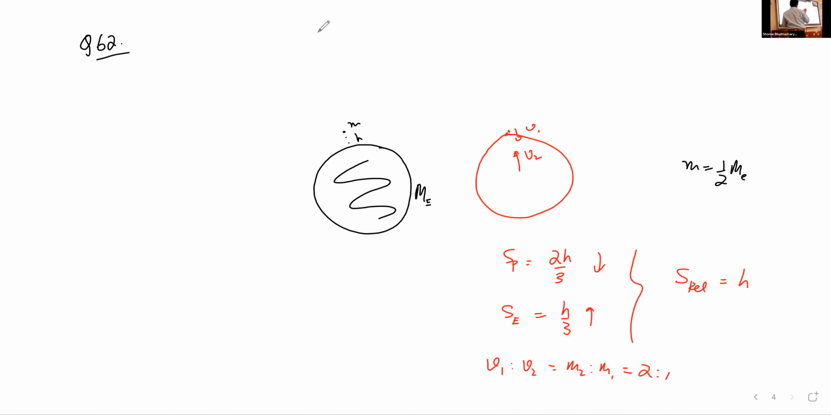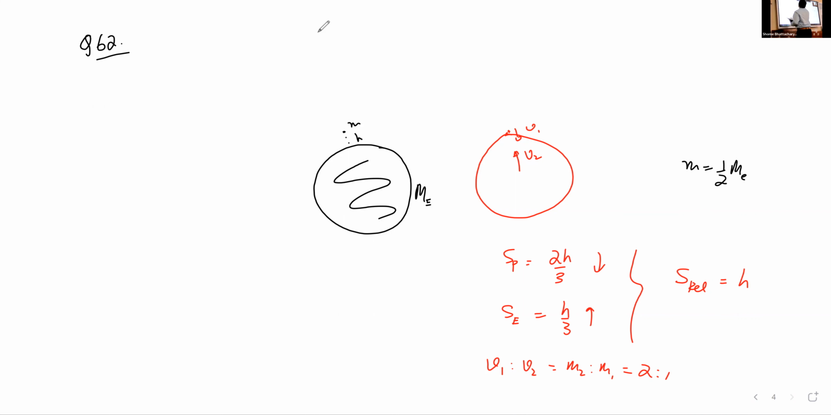When the distance is reduced to h by 2, replace h with h by 2. So the potential energy is reduced by mg h by 2, and the kinetic energy has increased by that much. But take that the particle has a speed of v1 and the Earth has a speed of v2. So m1 v1 equals m2 v2.